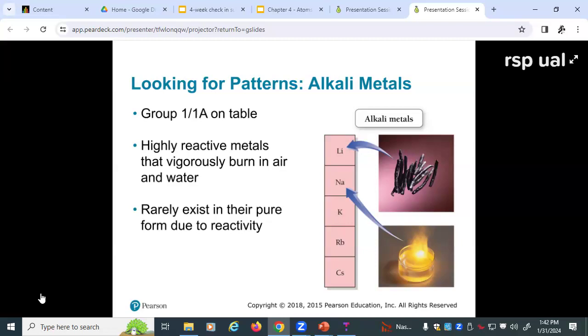So the alkali metals, group 1 or group 1A, we're talking about the first column in the periodic table. These are highly reactive metals. Highly reactive. They burn vigorously in the air. They burn vigorously in water. They are so reactive that they generally do not exist as elements in the real world. We usually find them bonded to something else, usually oxygen.